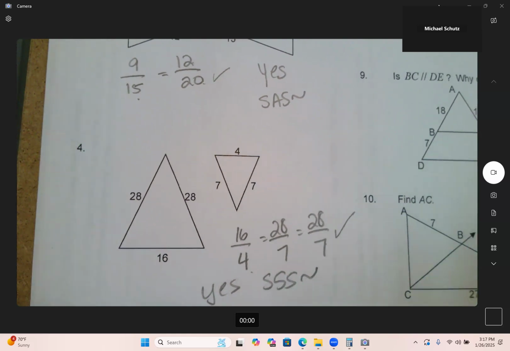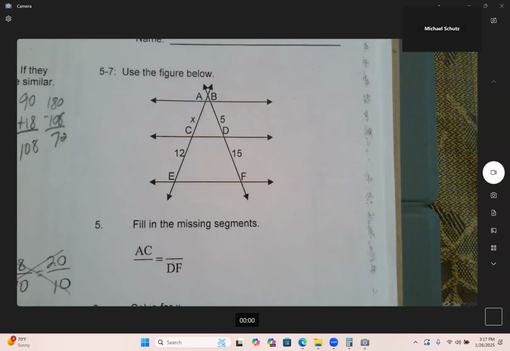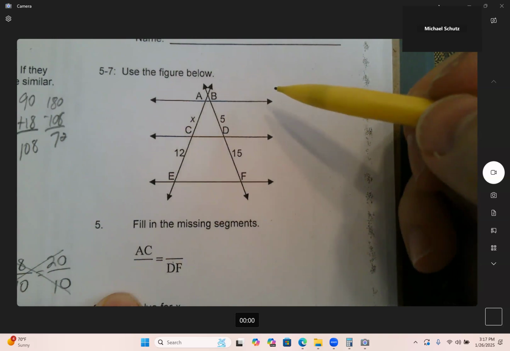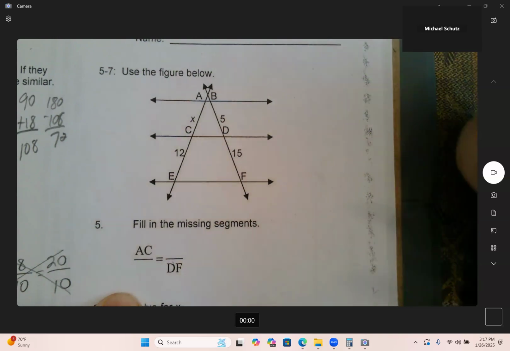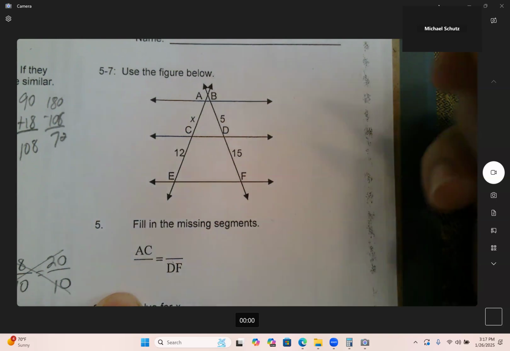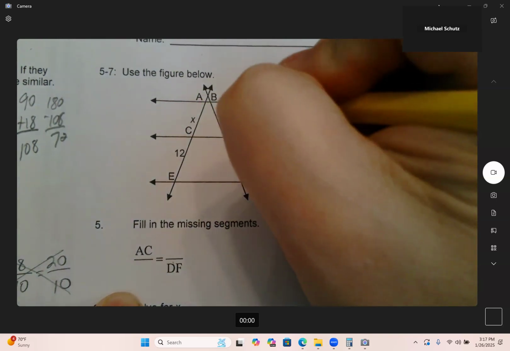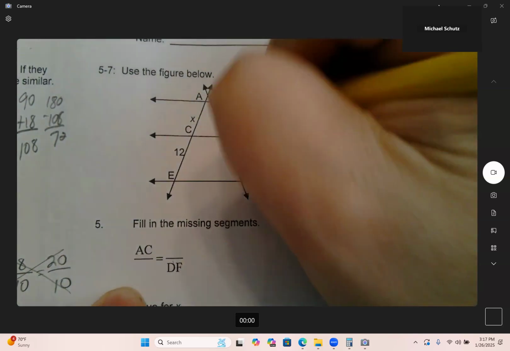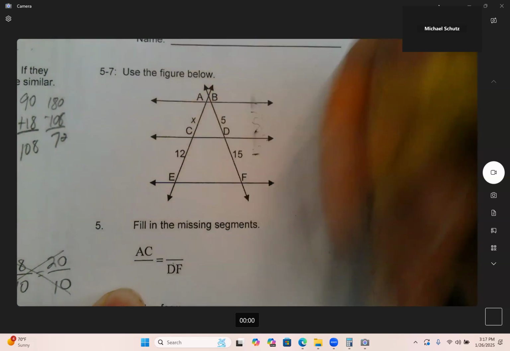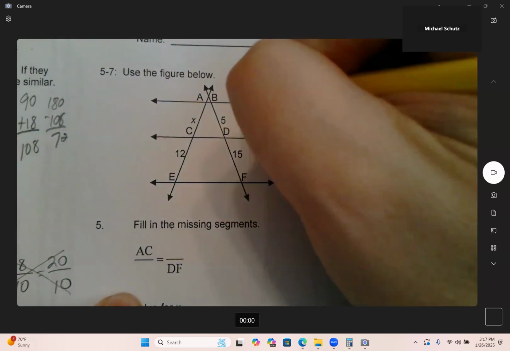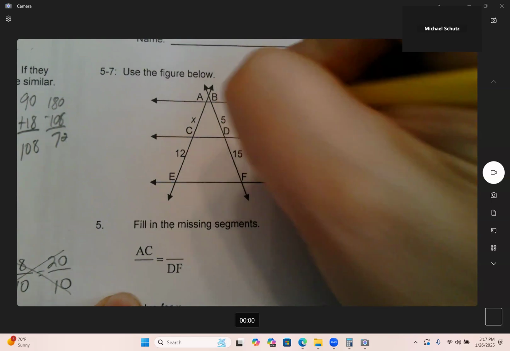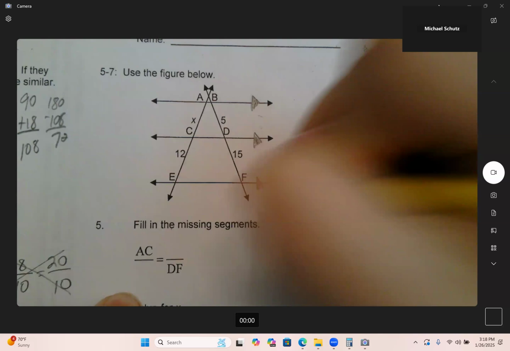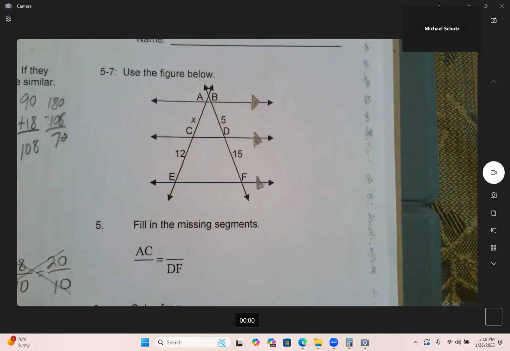Okay, let's take a look at number 5 through 7. We're referring to this figure right here. We do not know. We have a little problem. They really should have said this, to be brutally honest with you, and that is that we're going to say that these are parallel. I'm sorry, they should have said this. These are parallel because you can't write any proportions if you don't know the lines are parallel.